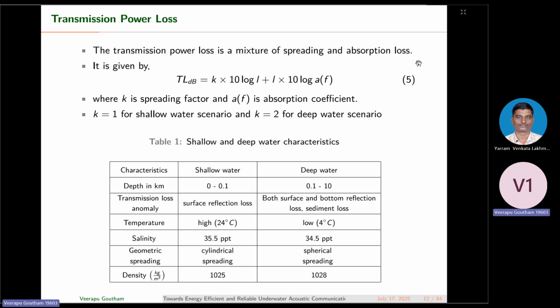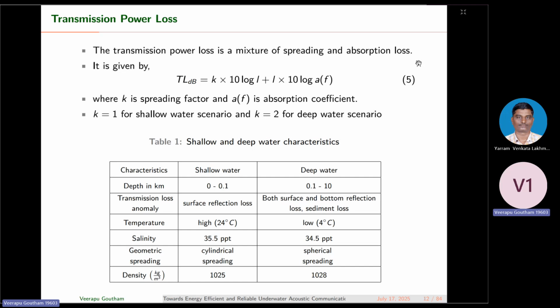Based on that, here the transmission loss includes surface reflection. Here both surface and bottom reflection loss and sediment loss are there. When coming to the temperature, in shallow water it is about 24 degrees, and in deep water it is very low, 4 degrees. And when coming to the salinity, it is like 35.5 ppt here, and 34.5 there.